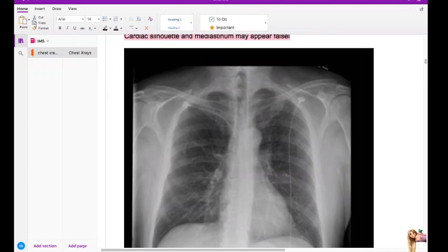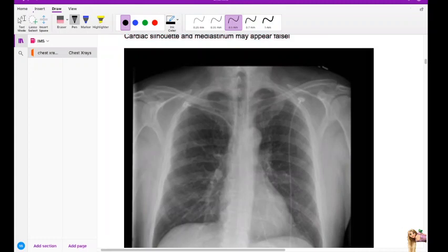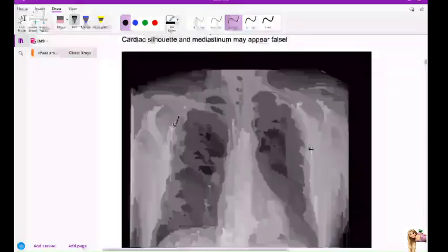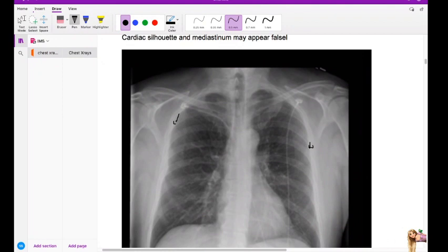You can see this thick line over here. That kind of means that the lungs have filled this whole area, because both the pleura are touching each other. So this shows that it is a maximally inspired film. And there are other things. You're supposed to see at least 9 to 10 posterior ribs, and 6 to 7 anterior ribs.